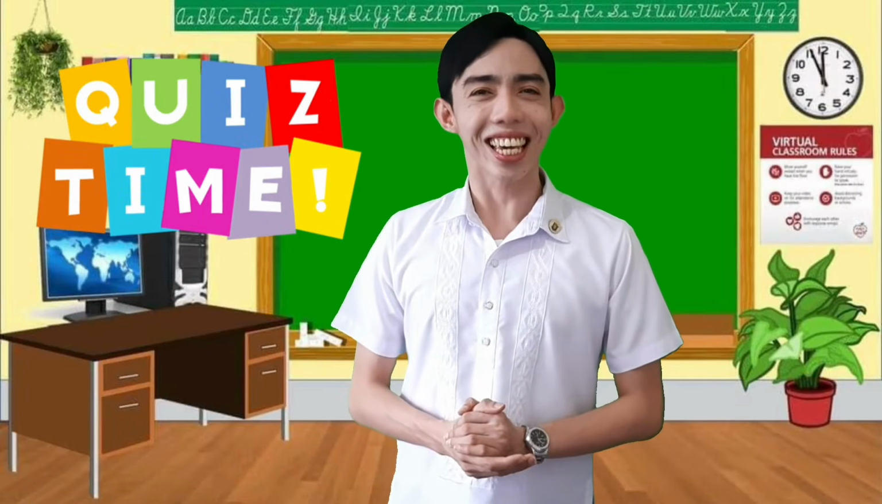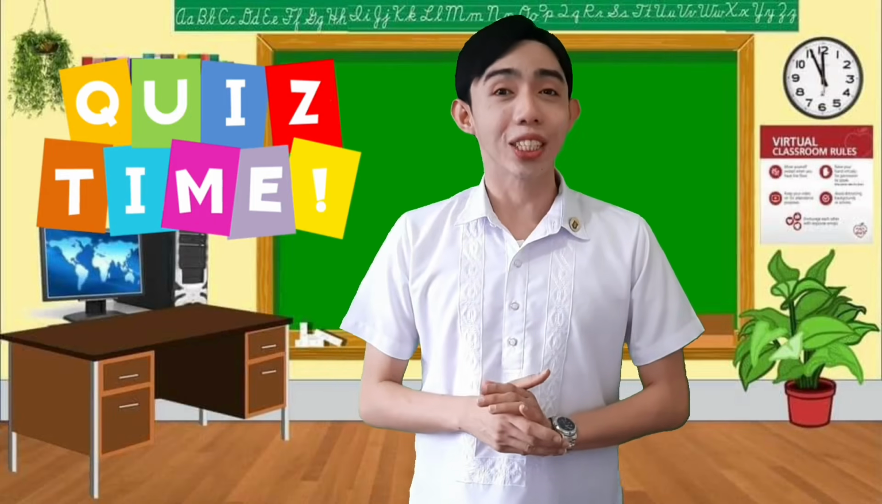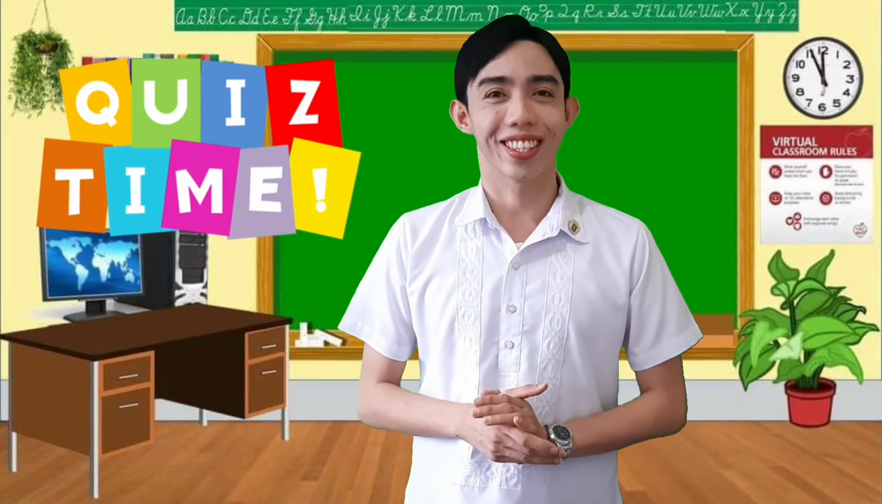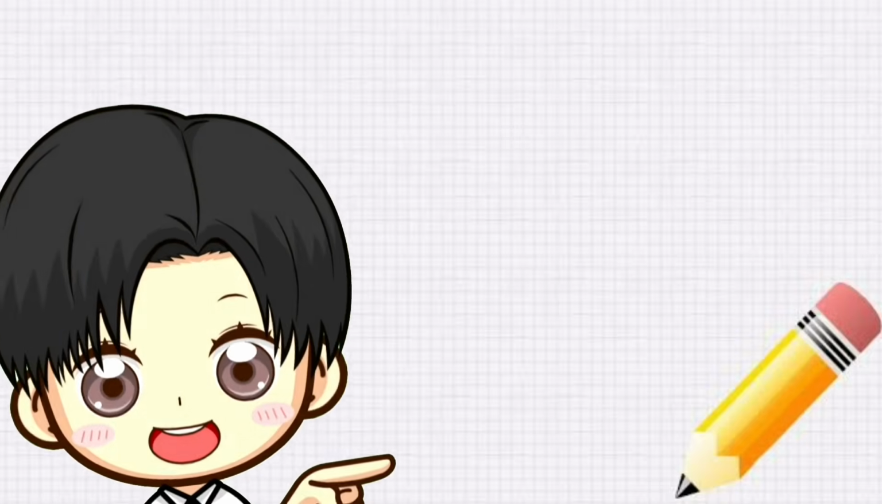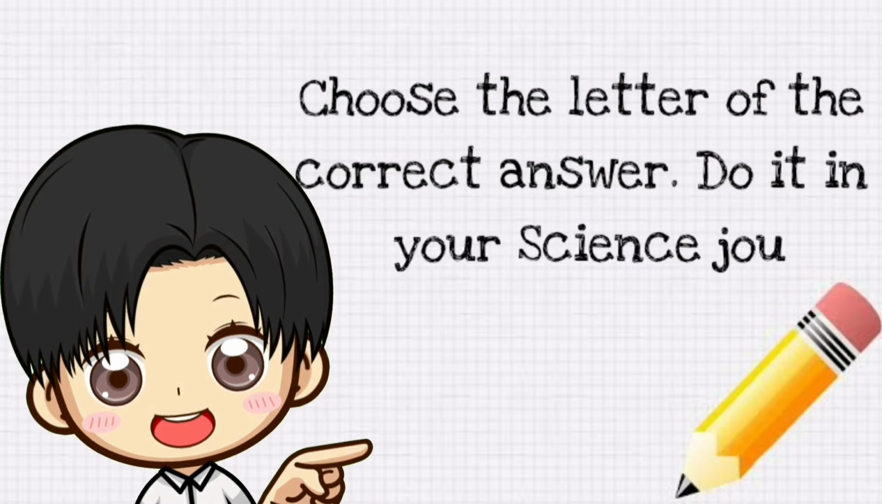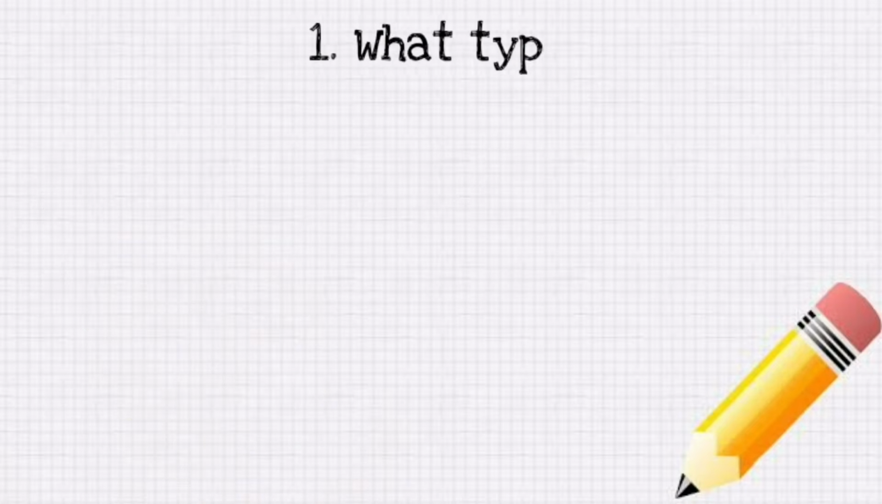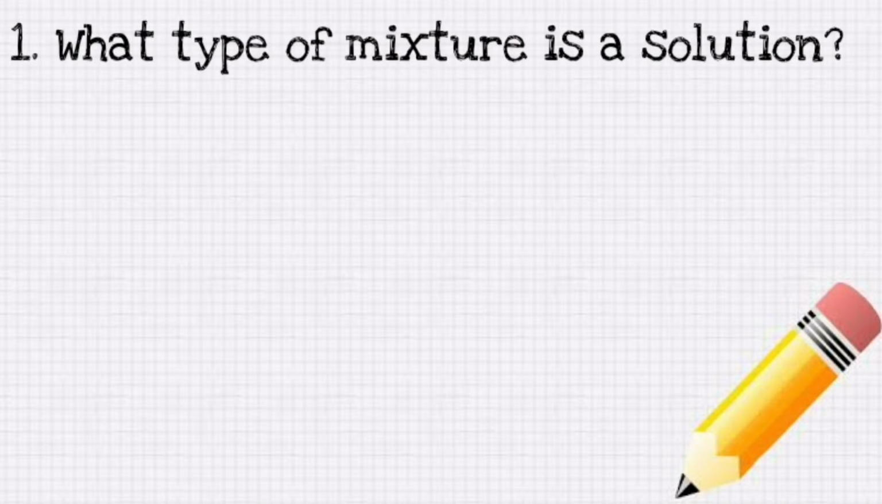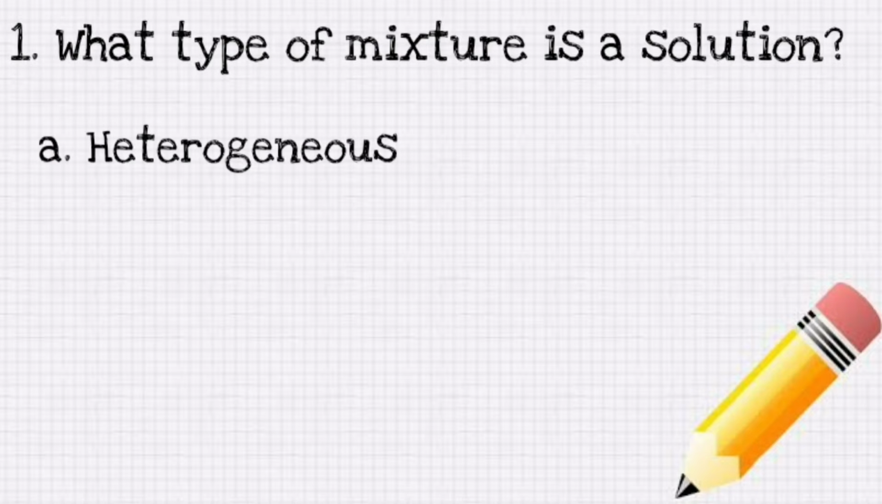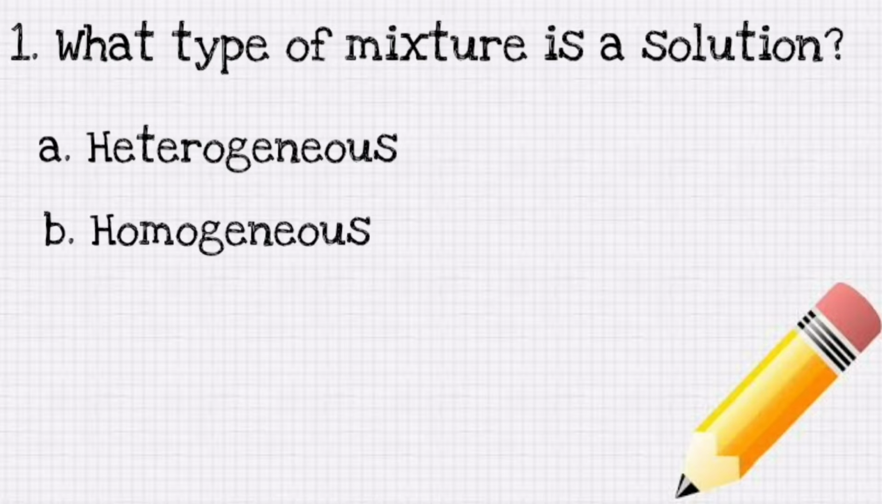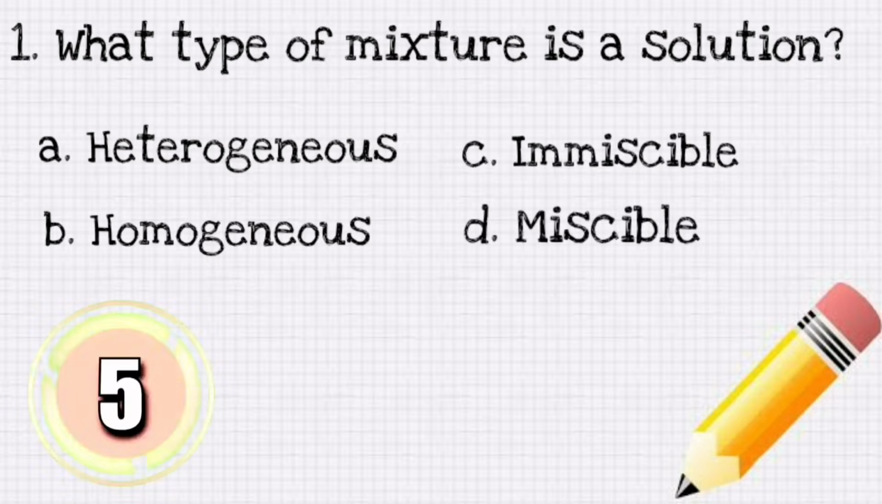Now, let us see how much you learned by answering the following questions. Direction. Choose the letter of the correct answer. Do it in your science journal or notebook. Number 1. What type of mixture is a solution? A. Heterogeneous. B. Homogeneous. C. Immiscible. D. Miscible.